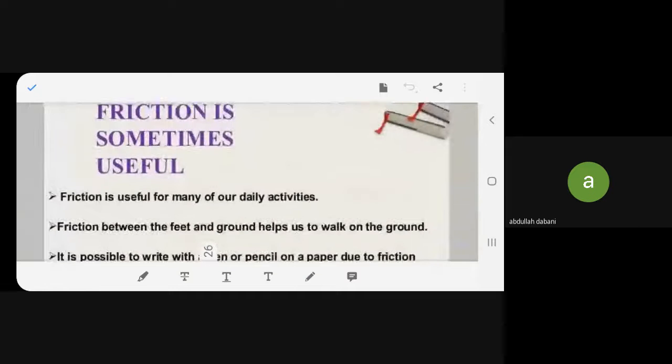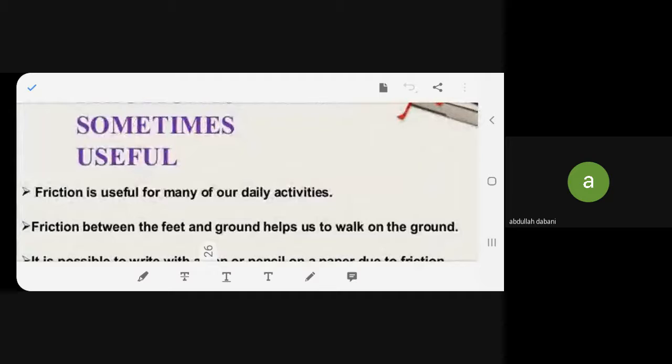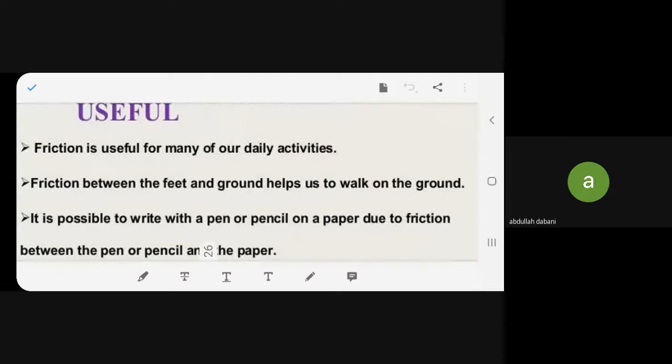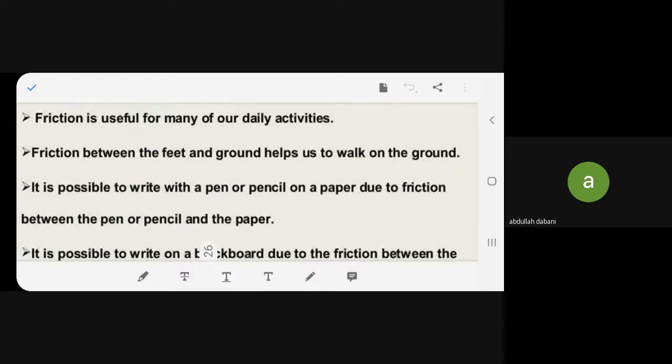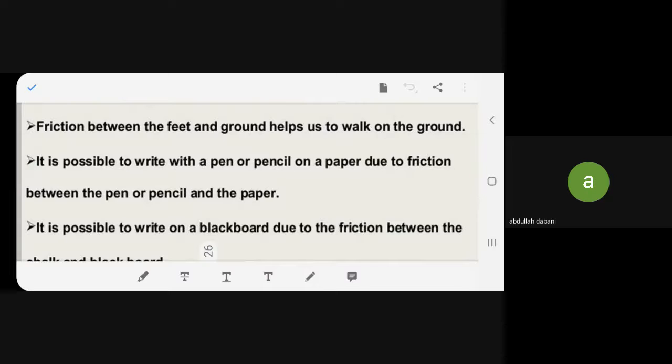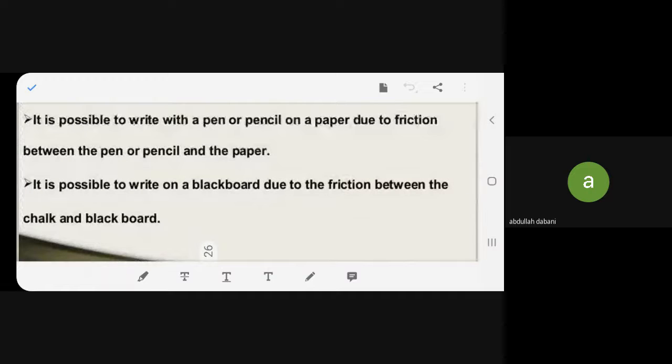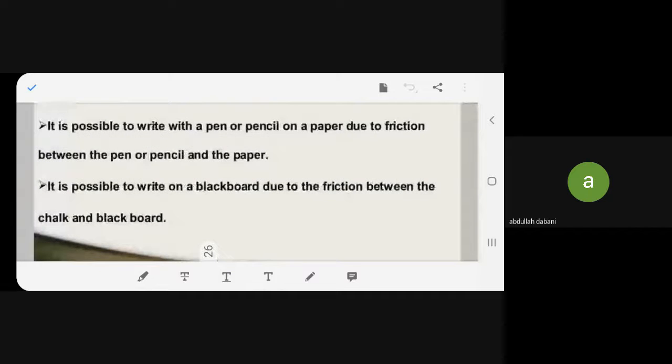So, why is friction useful for our daily activities? The first one is that we can walk. It helps us to walk on the ground, otherwise we'll fall. Also, when we write either with a pen or a pencil, that is only due to friction. Otherwise, it's not possible. Also, your teachers write on the blackboard only due to friction between the chalk and the blackboard. You understand? Otherwise, it would not have been possible. So, it's friction which is making all these things happen. Have you understood?